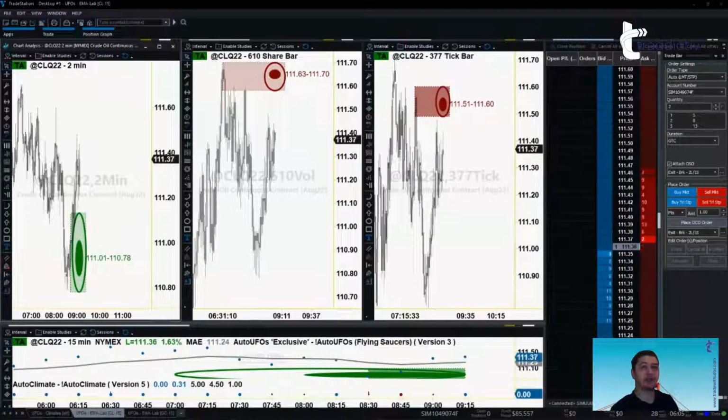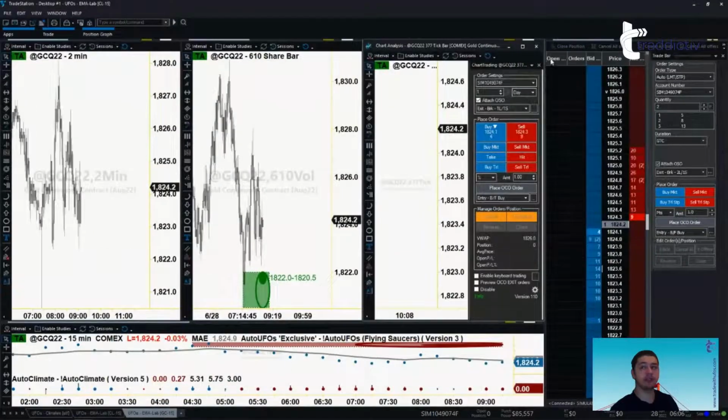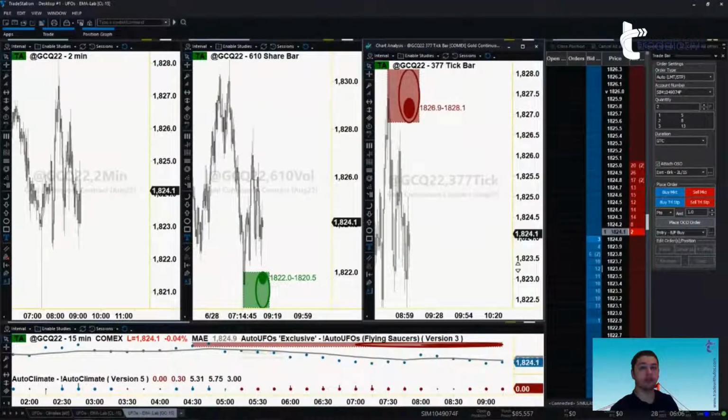Okay. So far, not a whole bunch happening, because the market just opened, crude oil just opened, rather. Let's take a look at gold right now to see what we're up against here.